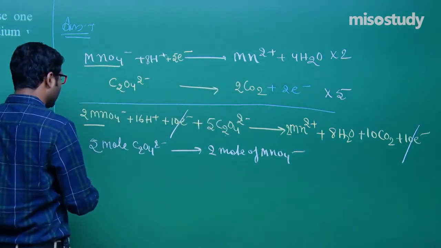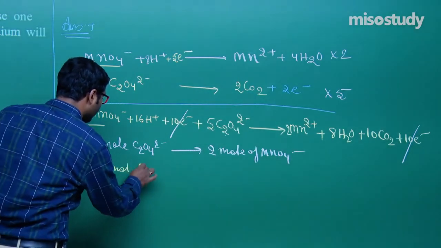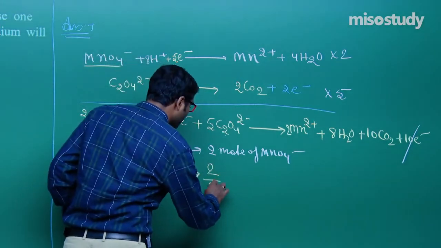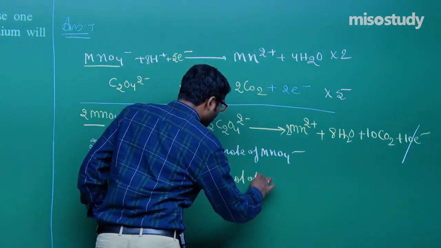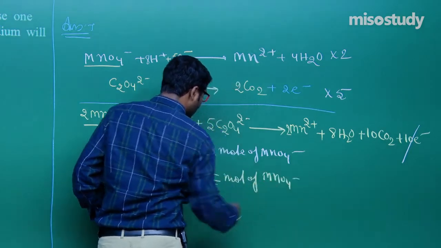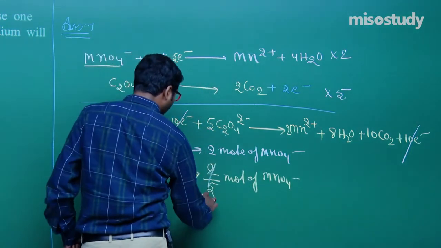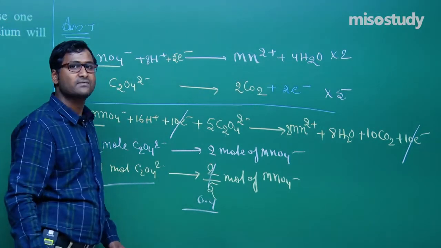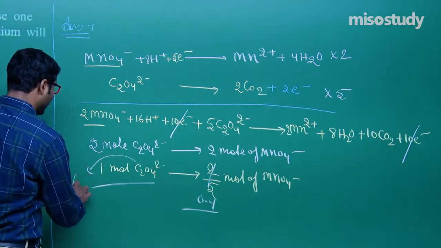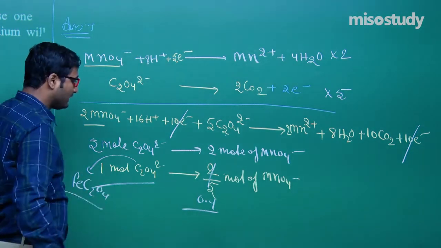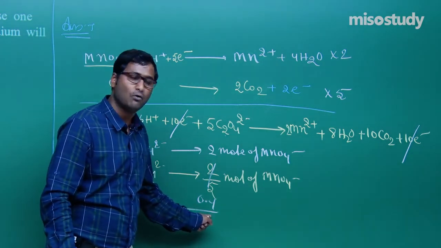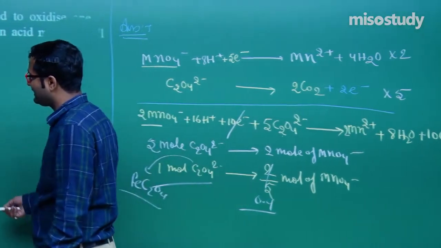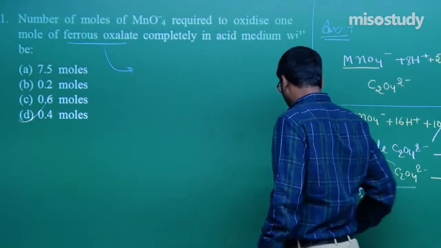Sir, you are absolutely right. So 1 mole of C2O4 2 minus required, tell me what will happen. Sir, 2 by 5 mole of MnO4 minus. 2 by 5 will be equal to 0.4. So for 1 mole of C2O4 2 minus, ferrous oxalate, this C2O4 2 minus comes from, as I told you, FeC2O4. There is a requirement of 0.4 mole of MnO4 minus. I think now you can easily solve. So the answer is D option, 0.4 moles.